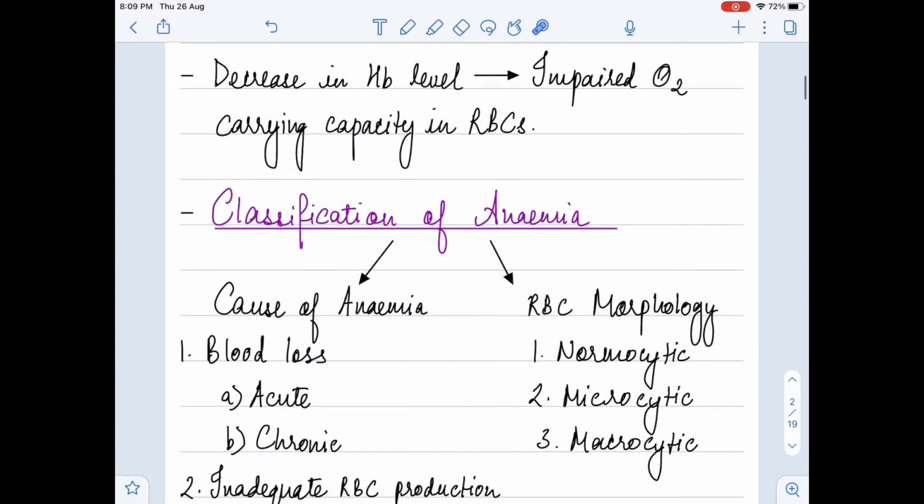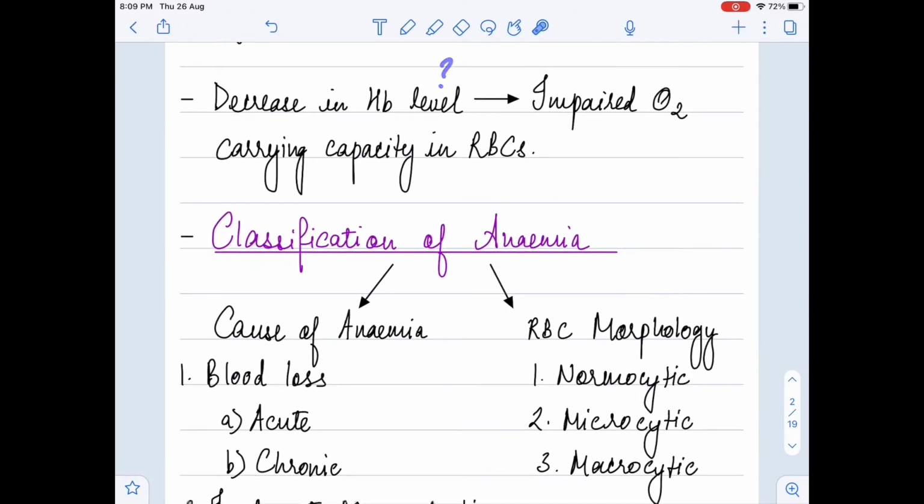So what happens if there is decrease in the hemoglobin level of RBCs? As we know, iron forms an important constituent of hemoglobin as heme, and it is responsible for binding the oxygen to the RBCs, which in turn carries it across the body. So if there is decrease in the hemoglobin level, it will lead to impaired oxygen carrying capacity in the RBCs due to lesser number of oxygen molecules.